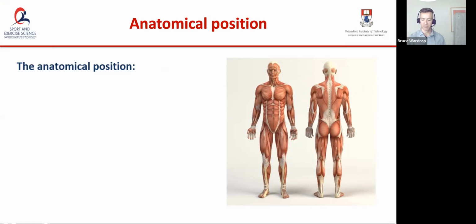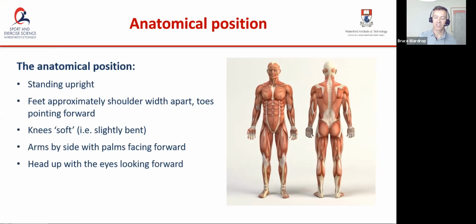So the anatomical position refers to the body when it is standing upright with the feet approximately shoulder width apart, toes pointing forwards. The knees are soft, slightly bent. The arms are by your side with the palms facing forwards, and the head is up with the eyes looking forwards. Now this is important because it gives us a fixed reference point that we can use to then describe everything else in the human body.